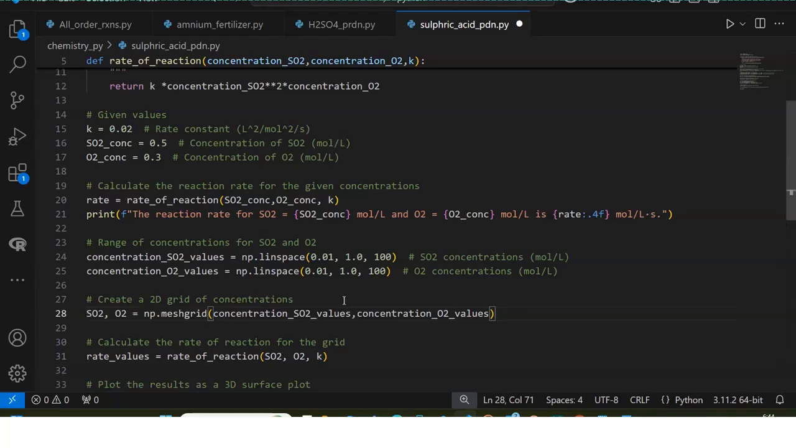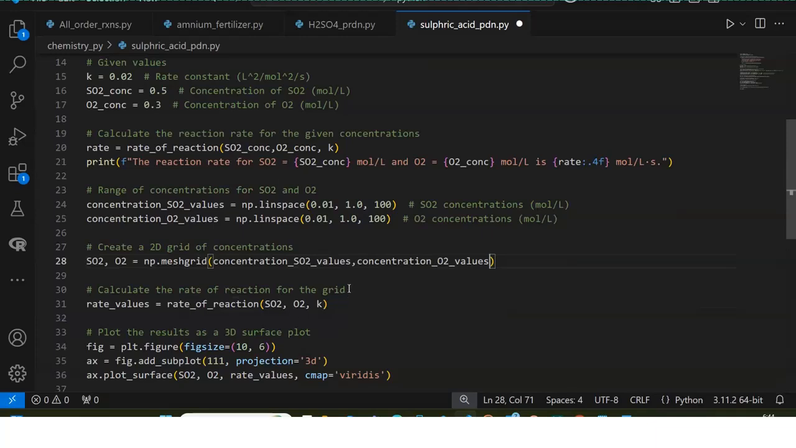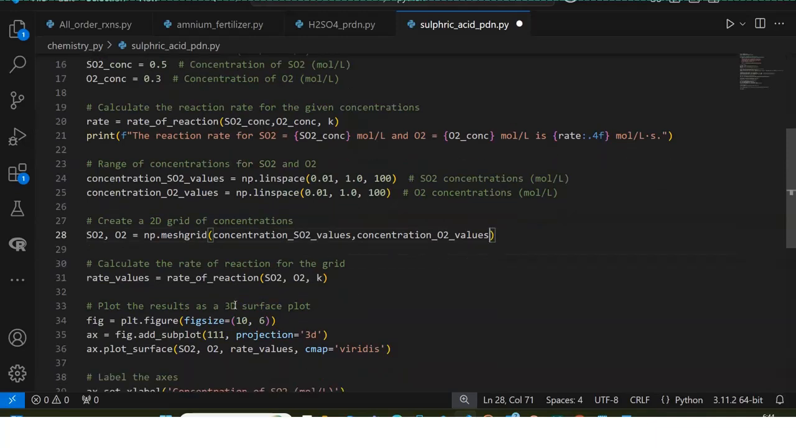So we proceed and now look at the rate of reaction. For the rate values, we are going to create another variable. The rate values are going to be the rate of reaction once we put in sulfur dioxide and that of oxygen. Those values have been created here. So let's look at the plot now.